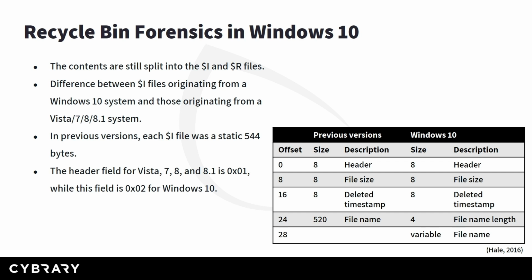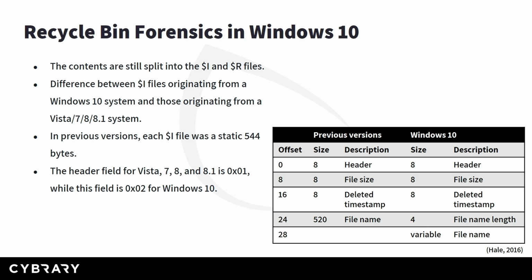For example, if you encounter a $I file in the unallocated space of a Windows 10 system, you could determine if that file was an artifact from a previous non-Windows 10 installation. The difference between the Windows 10 $I file and those from previous versions of Windows is detailed in the table. As you can see, the only structural change in the Windows 10 version appears to be the addition of the file name length field at offset 24.